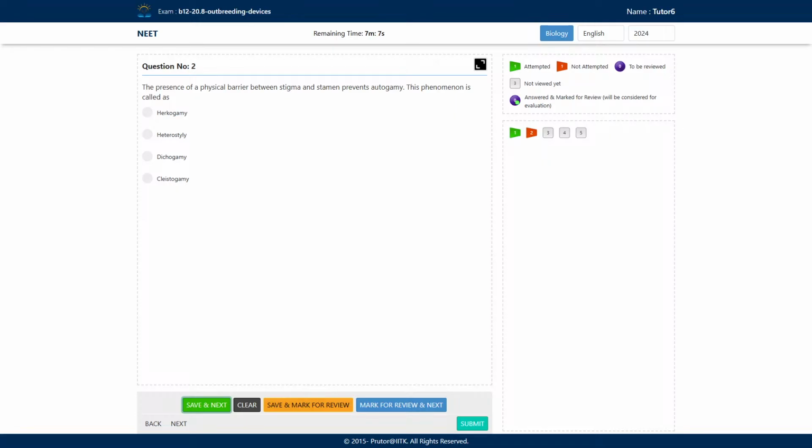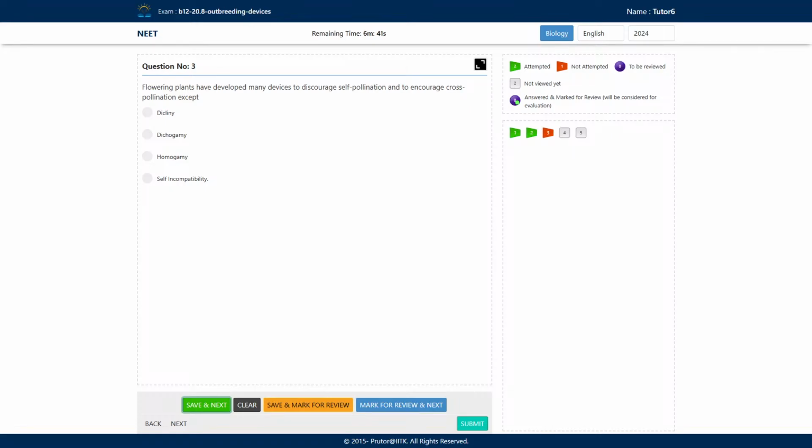So, option A, hercogamy, is correct because in the hermaphrodite flower, the flower which has both male and female reproductive organs, they are separated within the same flower. So, hercogamy is the correct answer. We'll save and move to the next question.